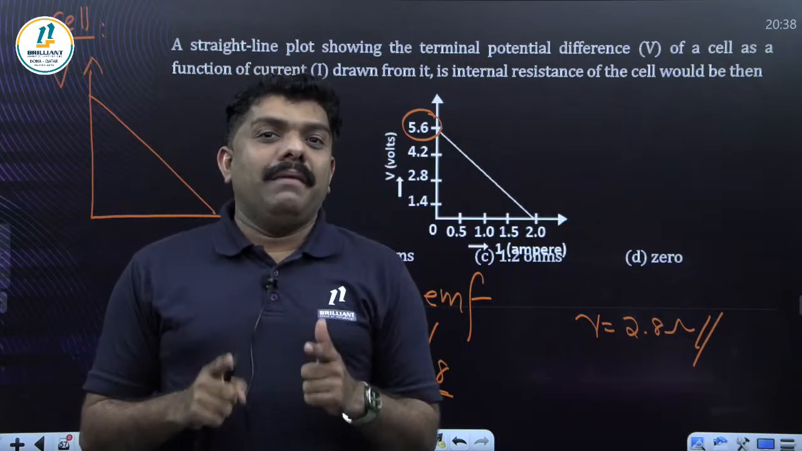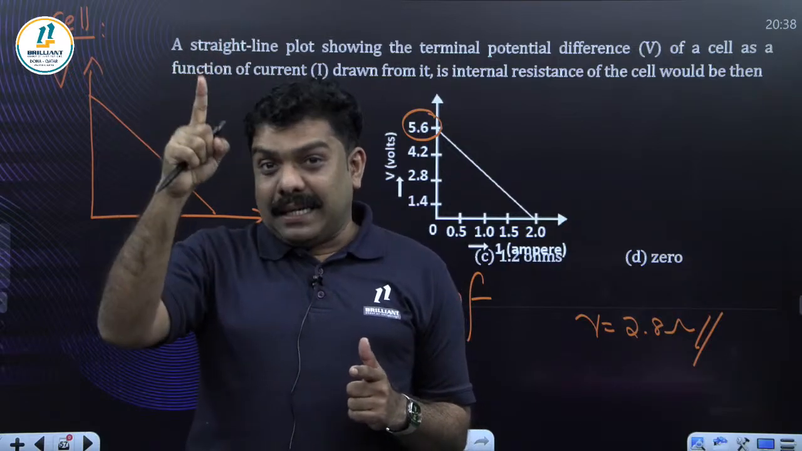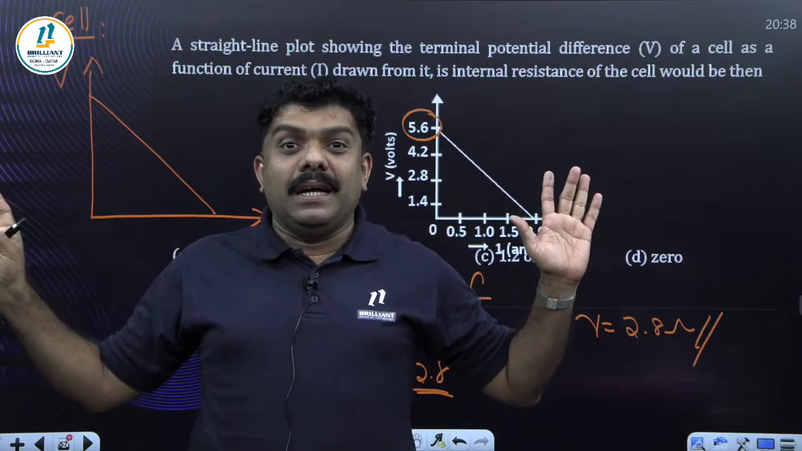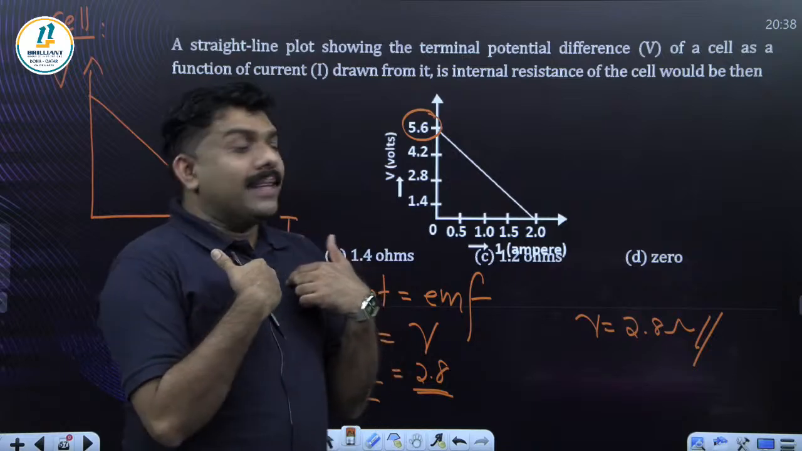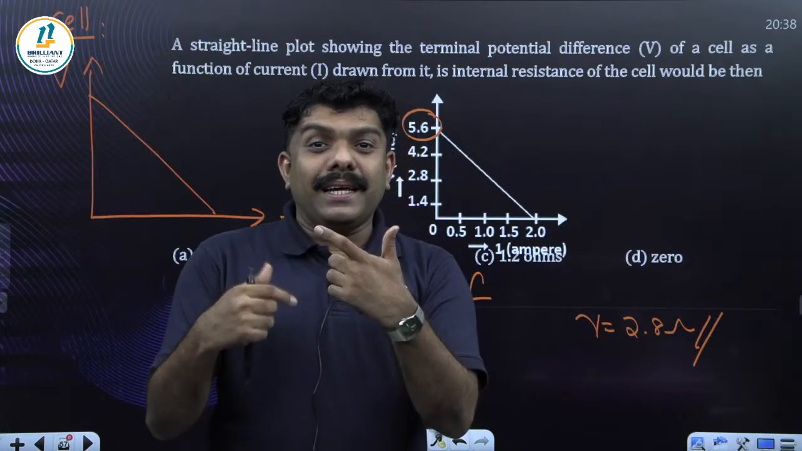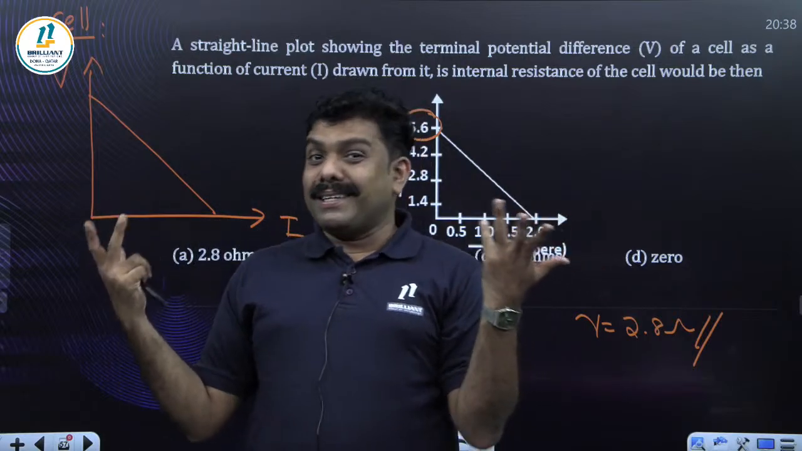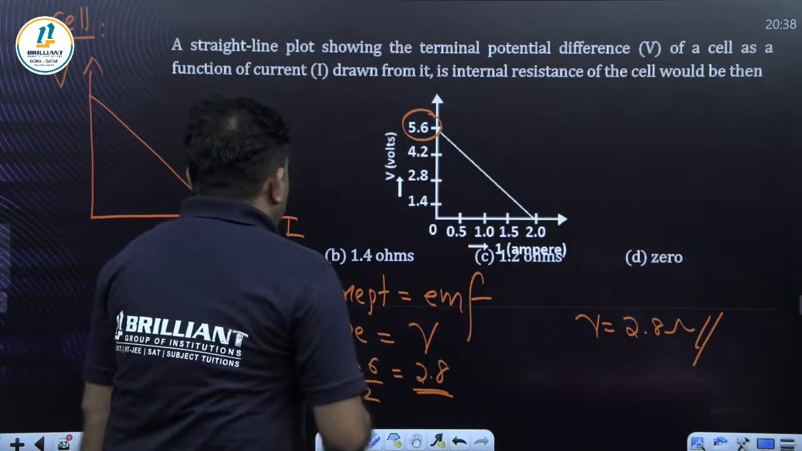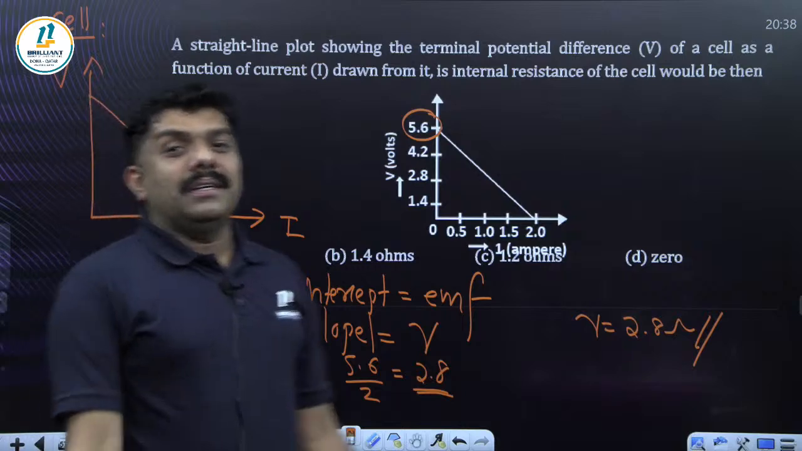Across a cell VI graph, we know the y-intercept of the graph is equal to EMF. The slope of the graph is equal to the internal resistance. So to find internal resistance, we are finding the slope. Some students may have a doubt: sir, here the slope is negative, so why are we not taking the negative sign? Resistance is not negative, so we don't want negative. For that we can write the magnitude of the slope is equal to the internal resistance.